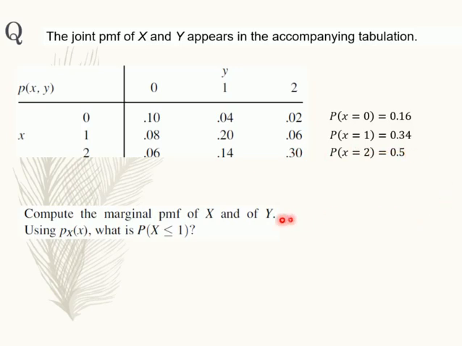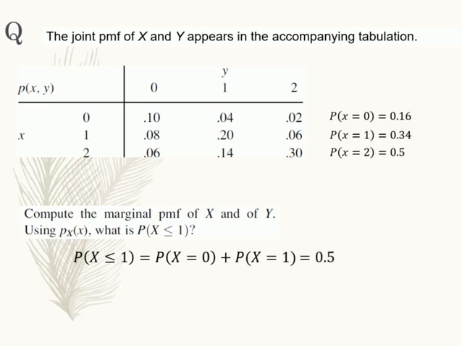Suppose you wanted to find the probability that x is less than or equal to 1. You're back to the univariate case, and you treat it exactly like you would have done before. X takes on the values of 0, 1, and 2, so the only values that are less than or equal to 1 are 0 and 1. You just sum the probability that x is equal to 0 and the probability that x is equal to 1, and you should get 0.5.